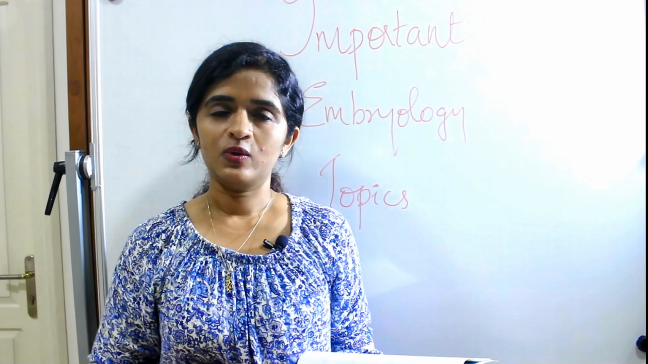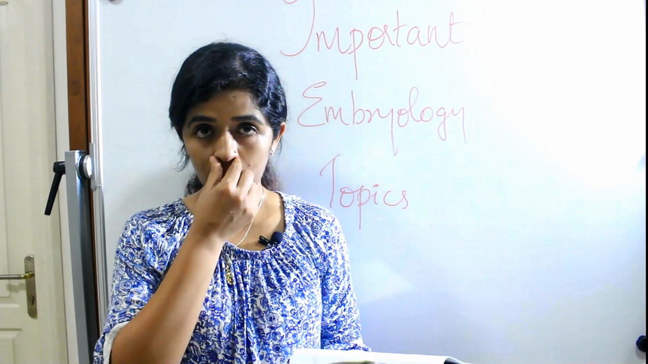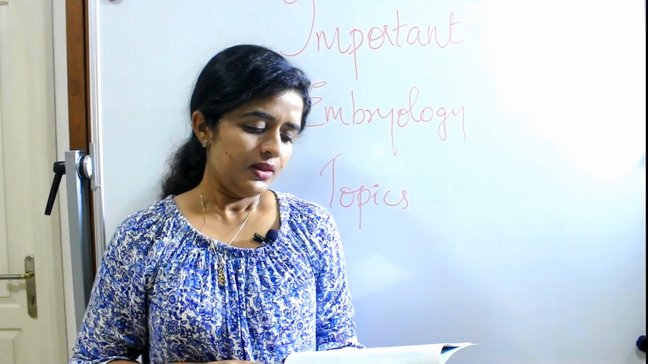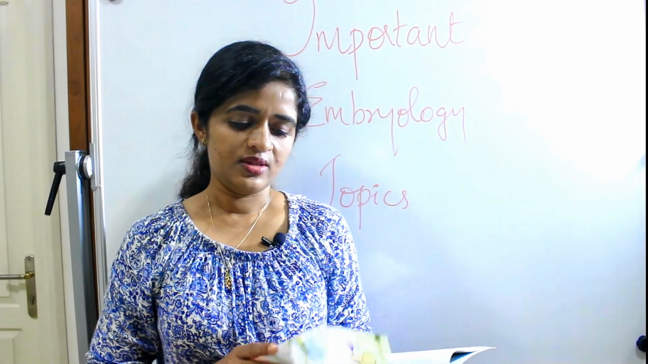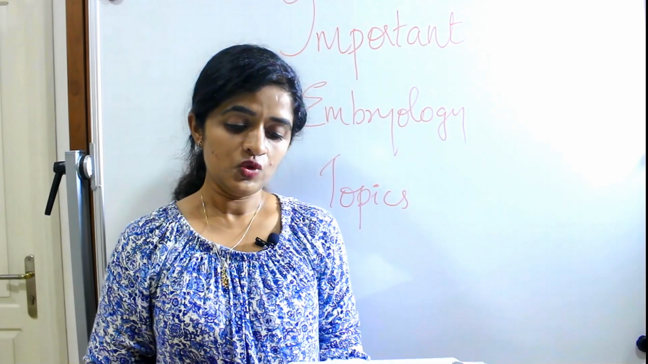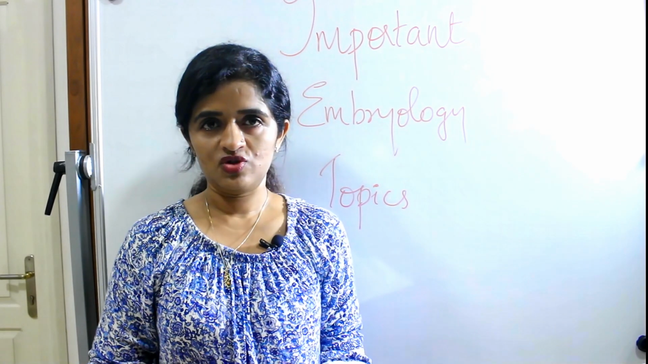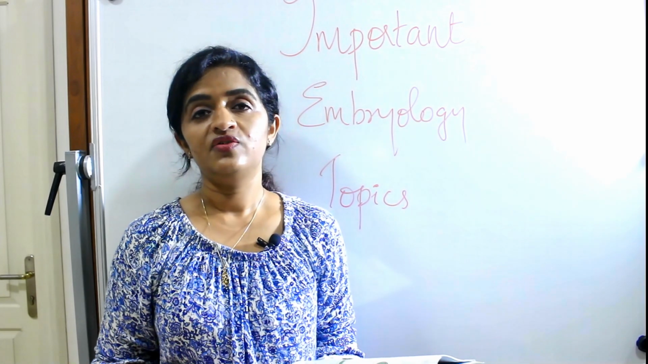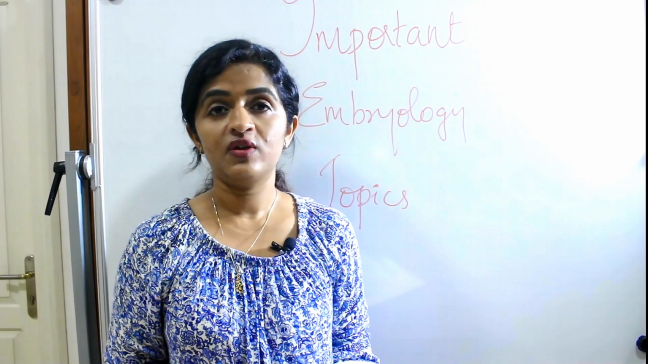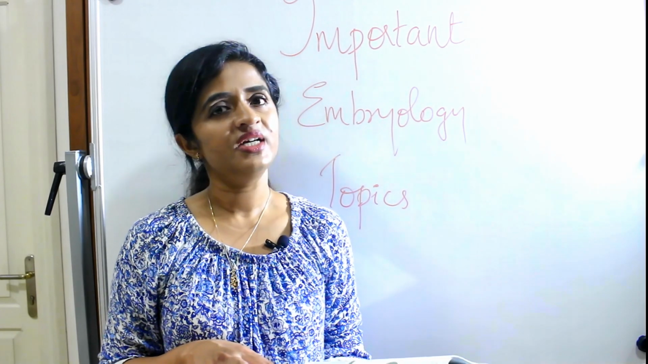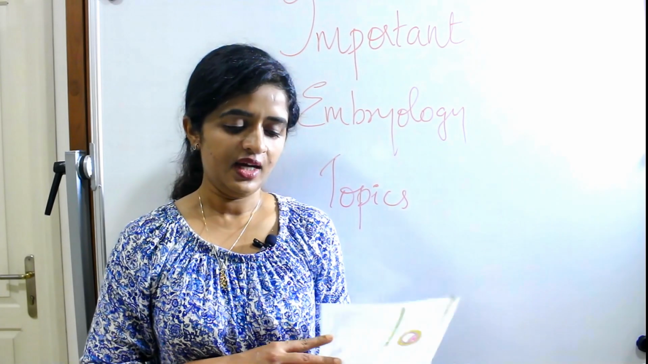So let's see chapter wise which are the topics which you need to go through while preparing for the exam. When you consider gametogenesis, you have to definitely learn about oogenesis and spermatogenesis. Oogenesis, when you study, you need to know the different maturation phases of the ovarian follicles, and then you have to know how to draw a Graafian follicle. That is very, very important.